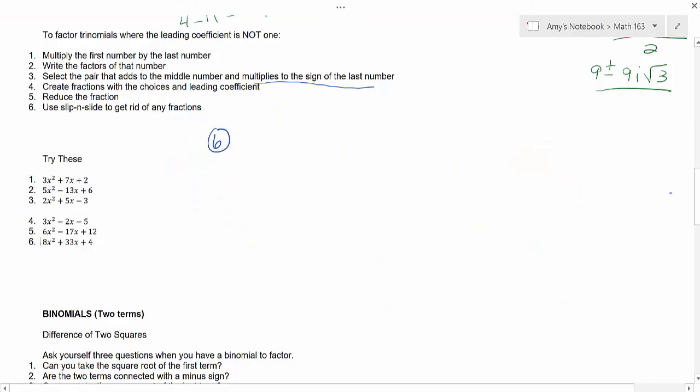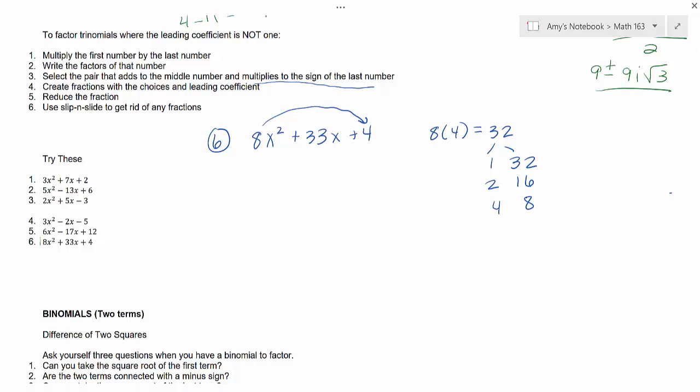Number 6, 8x squared plus 33x plus 4. 8 times 4 will give you 32. Factors of 32, 1 and 32, 2 and 16. 3 does not go into 32. 4 and 8. 5 does not go into 32 evenly. 6 does not go. 7 does not go, and you're back to 8.